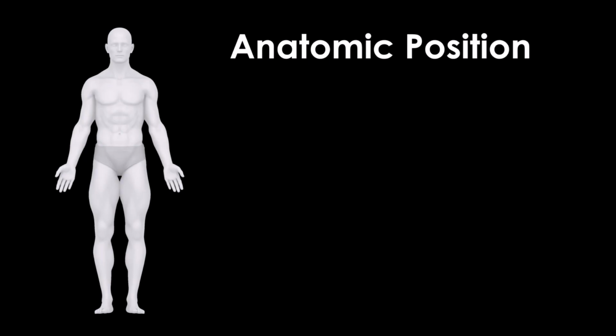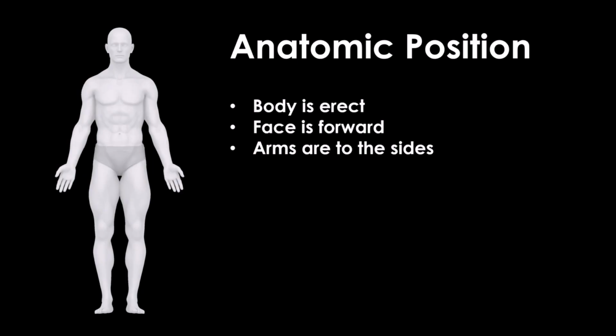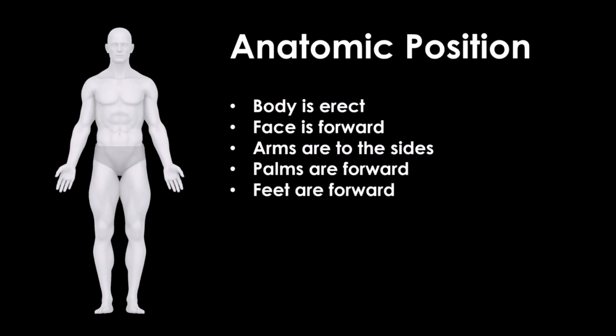In this position, the body is erect, the face is facing forward, the arms are relaxed to the sides, the palms of the hands are also facing forward, and the feet are pointed forward. All anatomic and directional terminology in CT is used as if the patient is in this position, even when they are not actually in this position. For example, the hand is always described as inferior to the elbow, even if the entire arm is raised over the head. Next, let's talk about body planes.